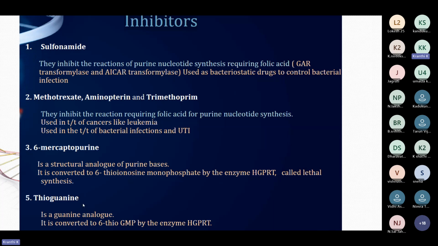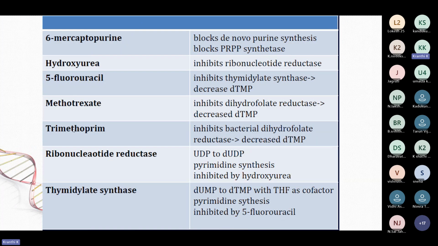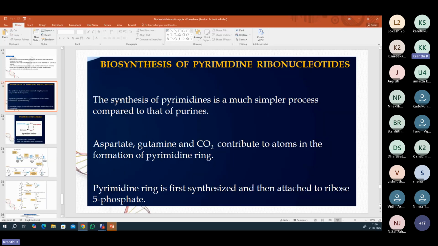Then thioguanine is also there. We have different types of inhibitors: azaserine, then colchicine, then probenecid, allopurinol. So these are the different inhibitors, again the same, but given in the form of a table. Clear? So this is about the pyrimidine metabolism. Clear.